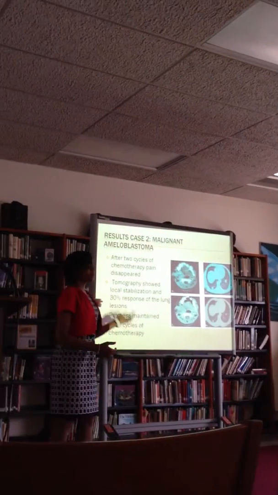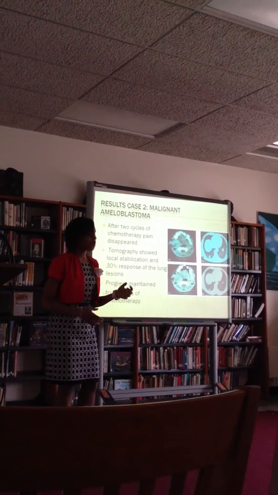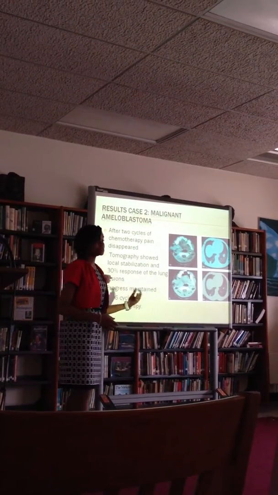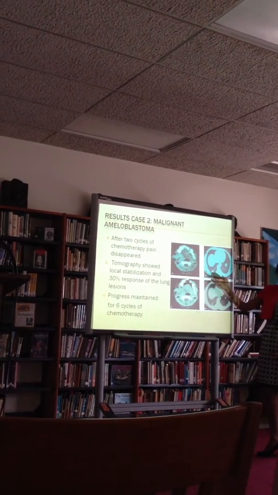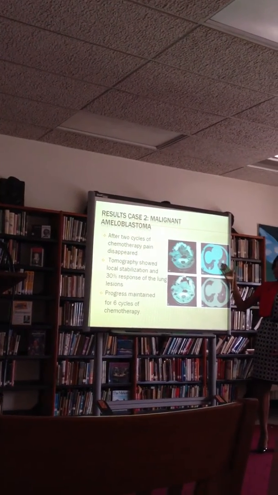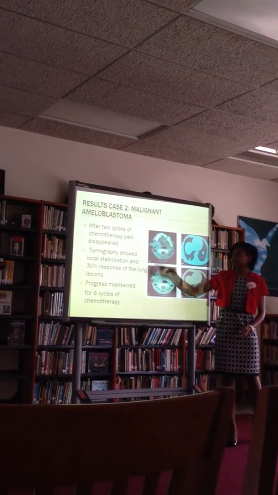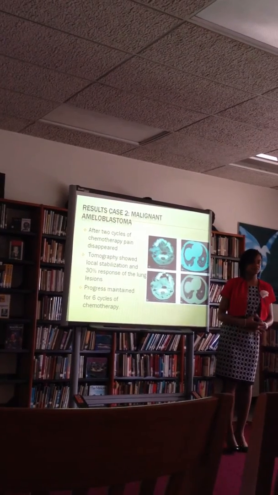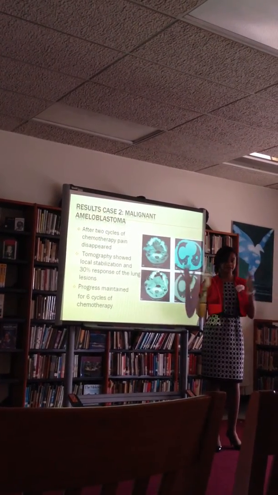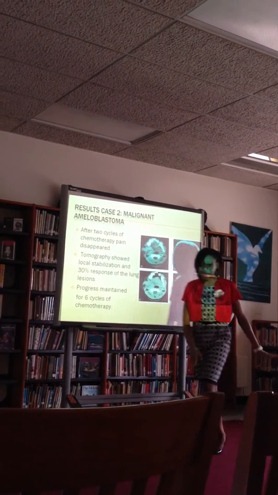And so after 2 cycles of chemotherapy, the pain in his mouth disappeared, and also the size of the nodules decreased by 30%. If you look, you can see this decrease in size after 2 cycles of chemotherapy. The same decrease was noticed in the mouth as well. And so this progress was maintained after 6 cycles, and the mass was controlled and condensed. Next slide.